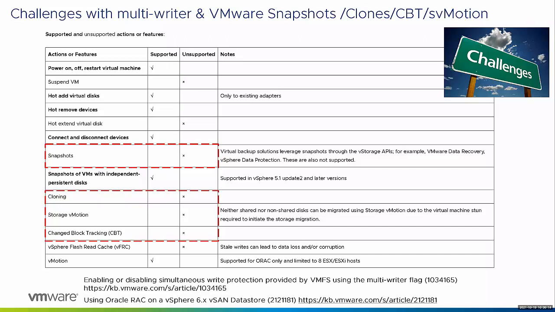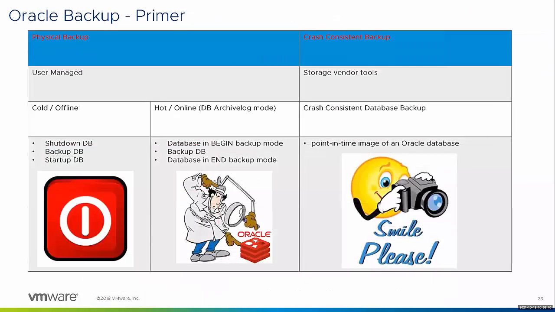The cons: snapshots are disallowed, cloning is disallowed, storage vMotion is disallowed, and CBT is disallowed as of this point in time. The two KB articles are at the bottom of the slide here, 1034165 and 2121181. Essentially, those talk about restrictions when one uses the multi-writer flag on either the non-vSAN or the vSAN layer. Keeping this in mind, these are the current challenges we face. Keeping these in mind, let's start talking about the Oracle backup, the business continuity aspect of this discussion today. From a very high level, we don't have much time to go deep.